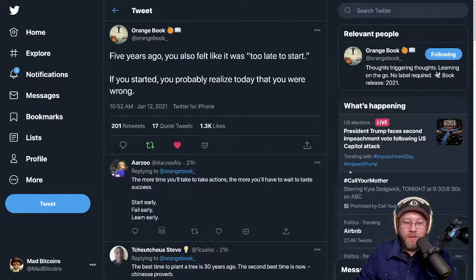Orange Book at orangebook_ on Twitter, the worst character on the keyboard, hardest to type, says, 5 years ago, you also felt like it was too late to start. If you started, you probably realized today that you were wrong. And I really take this one to heart. It wasn't 5 years ago. I think it was 7 or maybe 8 now.